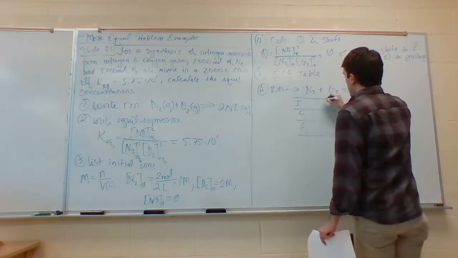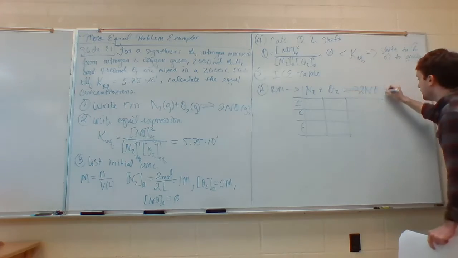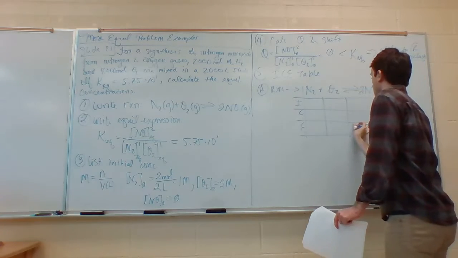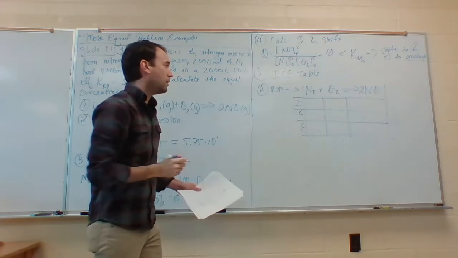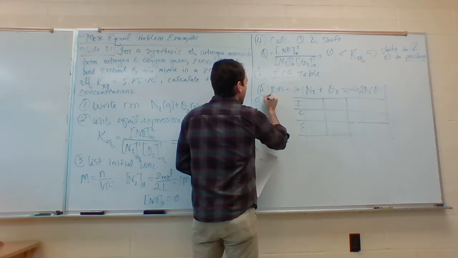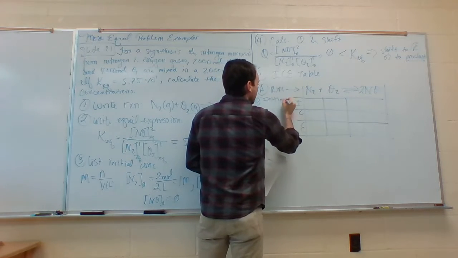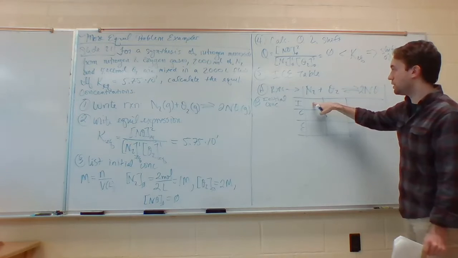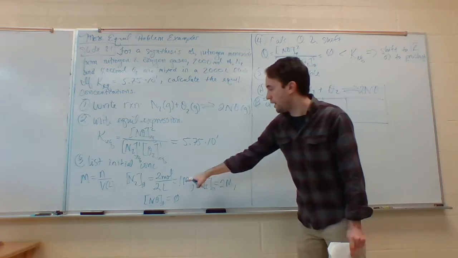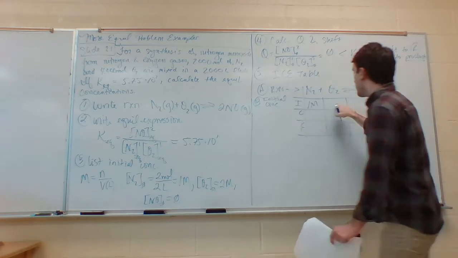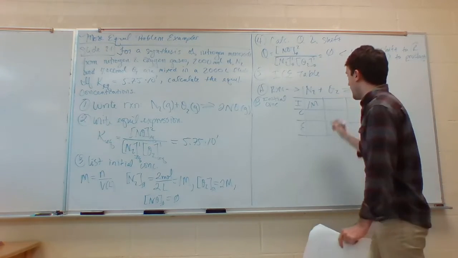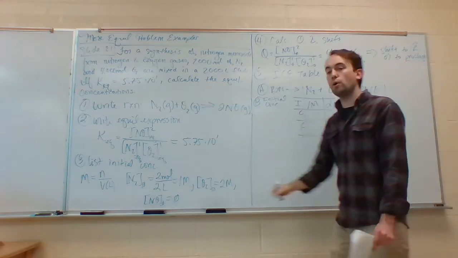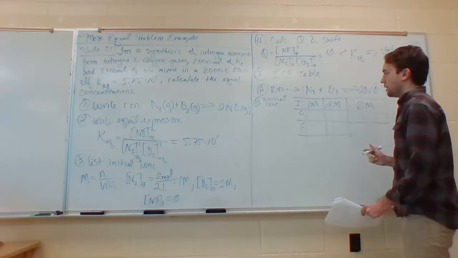Right? And then we have a column for each species in our reaction. All right? Now, part B is to put in our initial concentrations. Well, we already have those. So we know our initial concentration of N2, that was 1 molar. We have our initial concentration of O2, that was 2 molar, right? And we have our initial concentration of NO, which was 0 molar, all right?